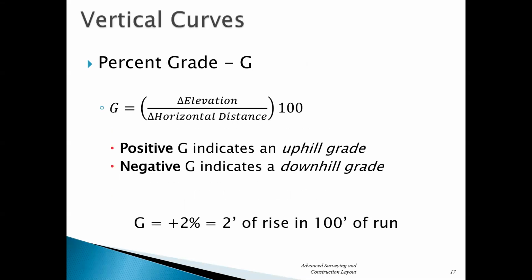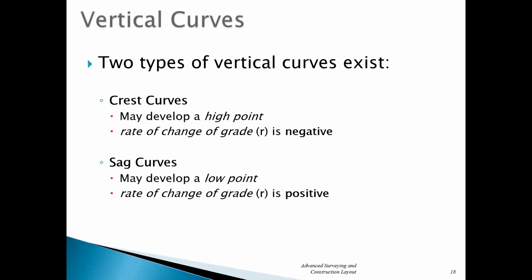Okay. So when you insert a curve, a parabola, there are two types of curves that you can have occur, what's called a crest curve or a sag curve. So a crest curve is where you have a high point on the curve. Not always, because it says may develop, so you don't always have high points actually on the curve. They might be further out on the tangent. And then you're going to calculate this thing called the rate of change of grade, R. For crest curves, whether they have high points or not, they're always going to be negative. Okay, so they're always negative.